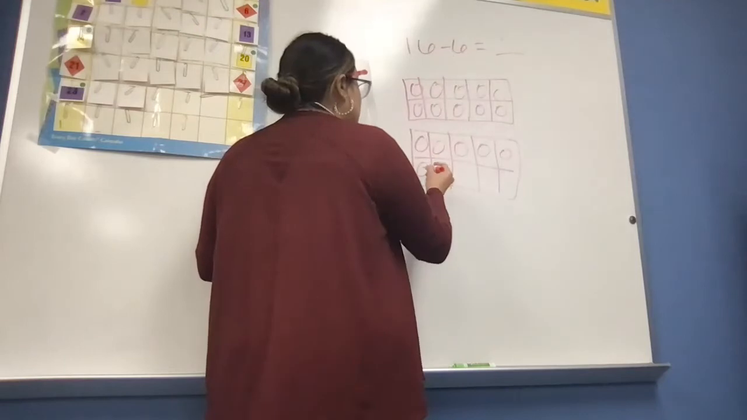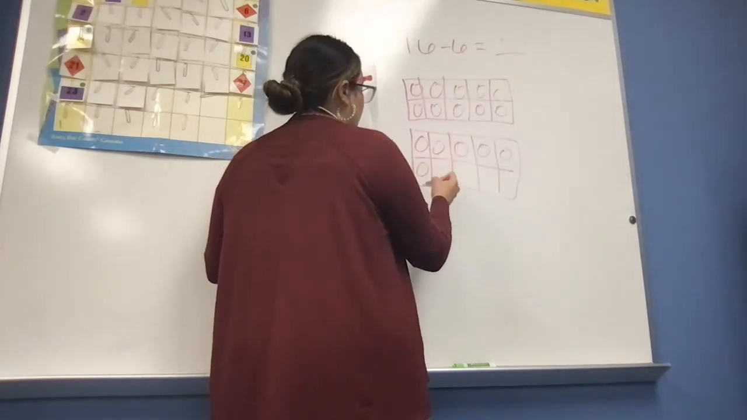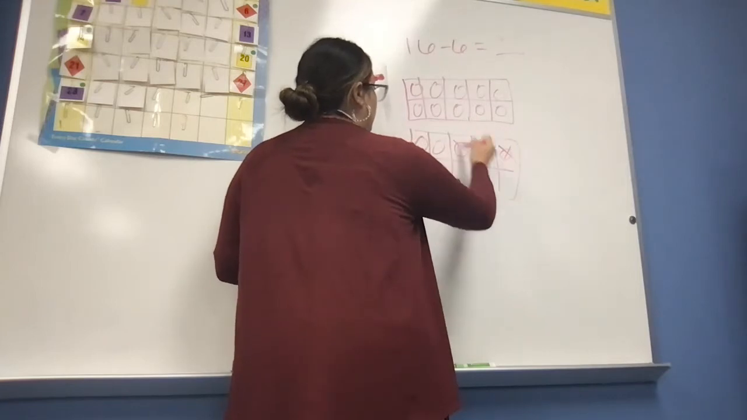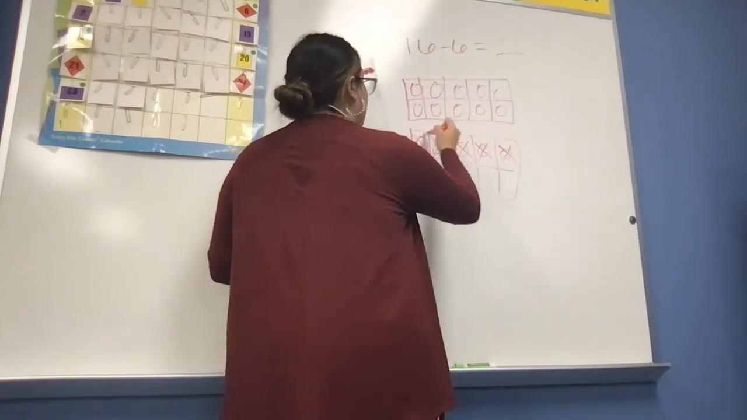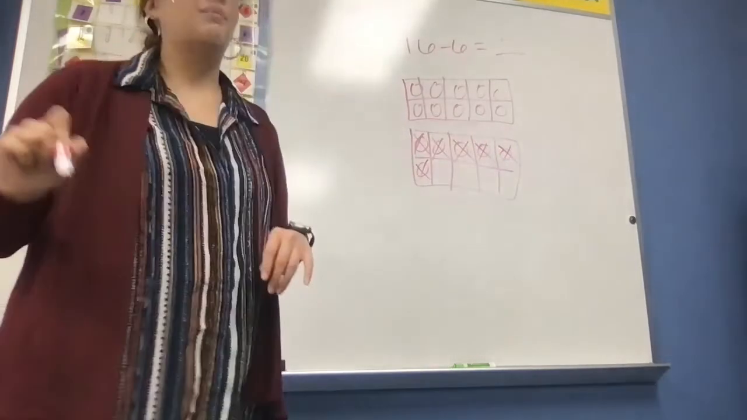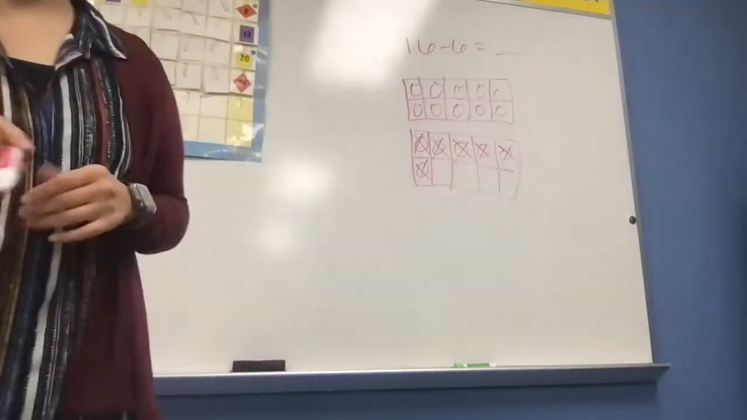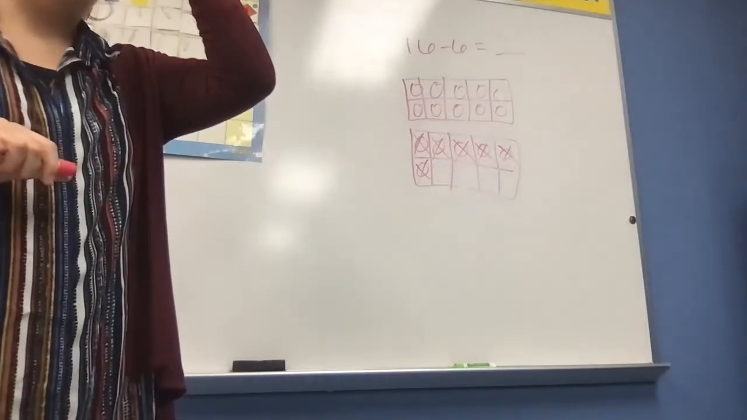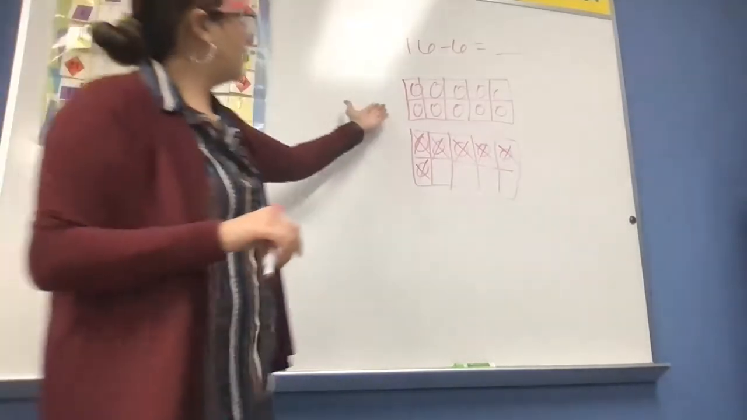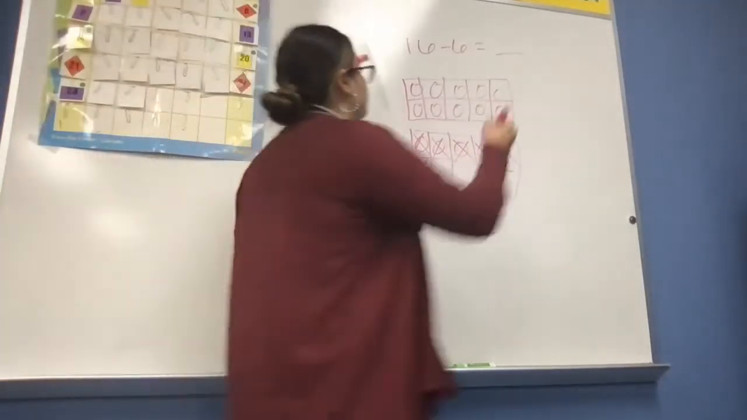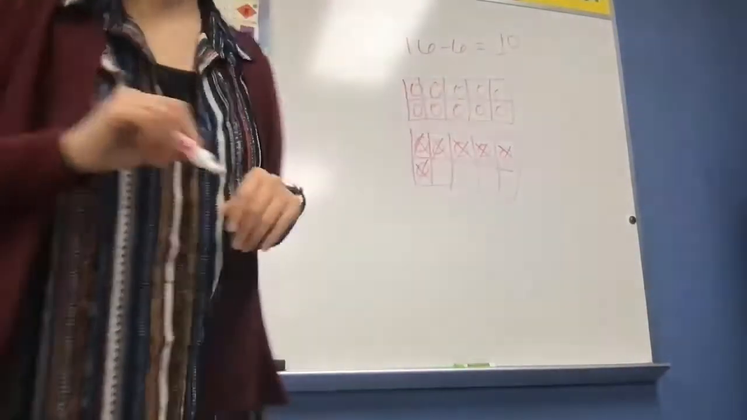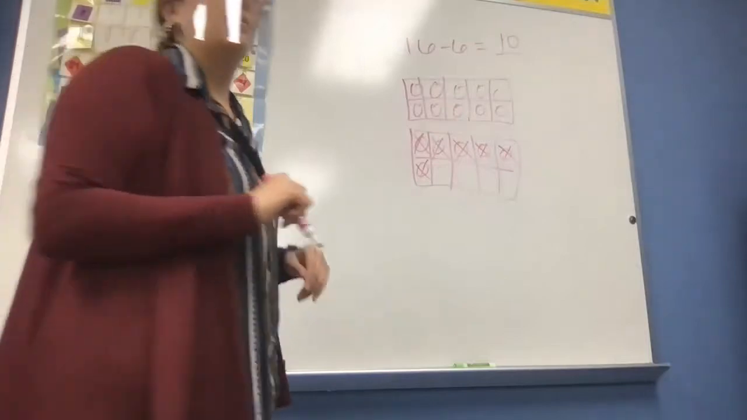So this is what I'm gonna do. I'm subtracting 6. So I'm gonna go 1, 2, 3, 4, 5, 6. I want you to do the same. 1, 2, 3, 4, 5, 6. And what are we left with? 10. So do you know that a 10 frame is 10? Just like that. Good job. I like your work that you did there.